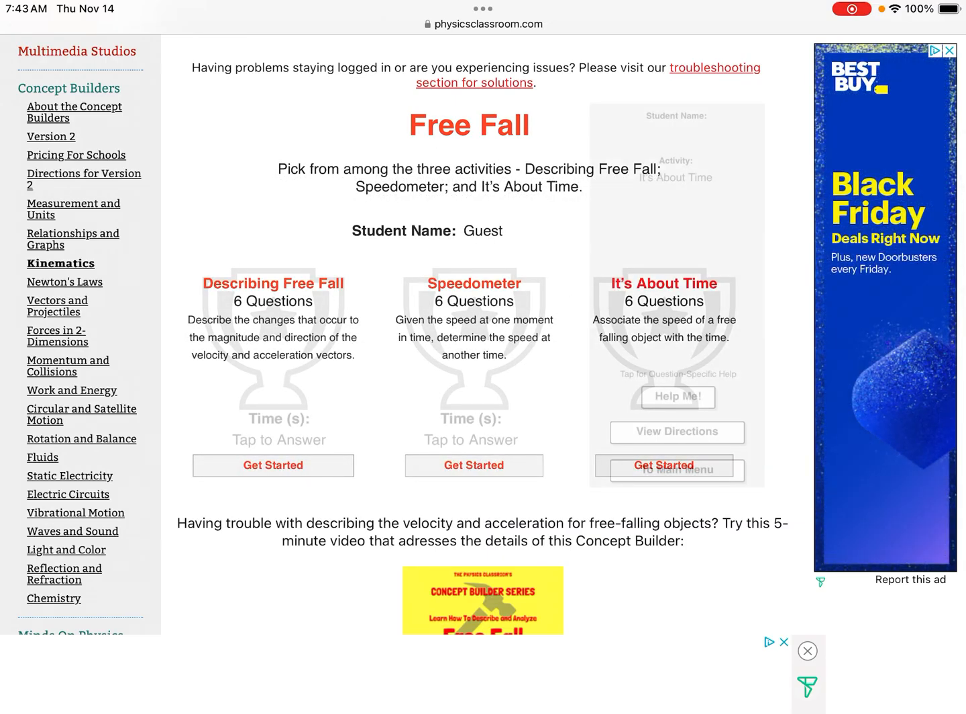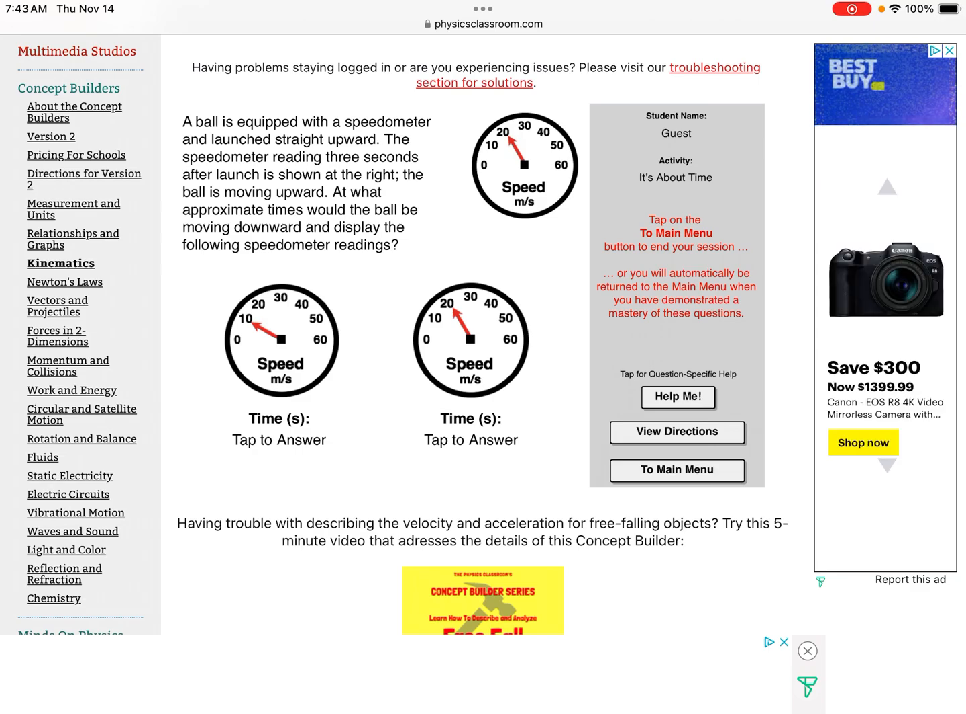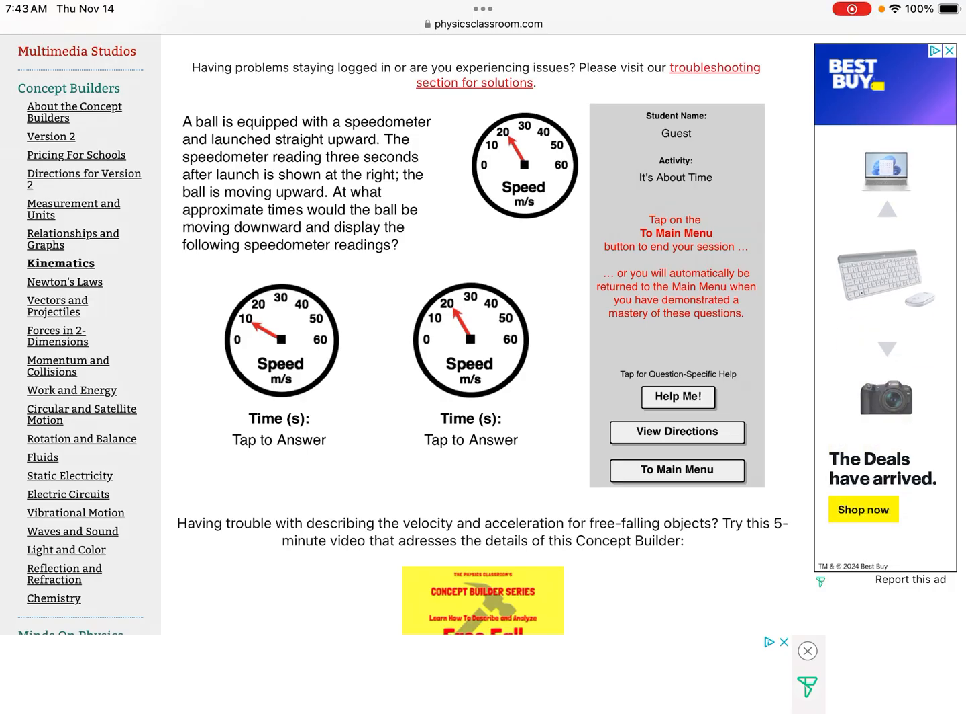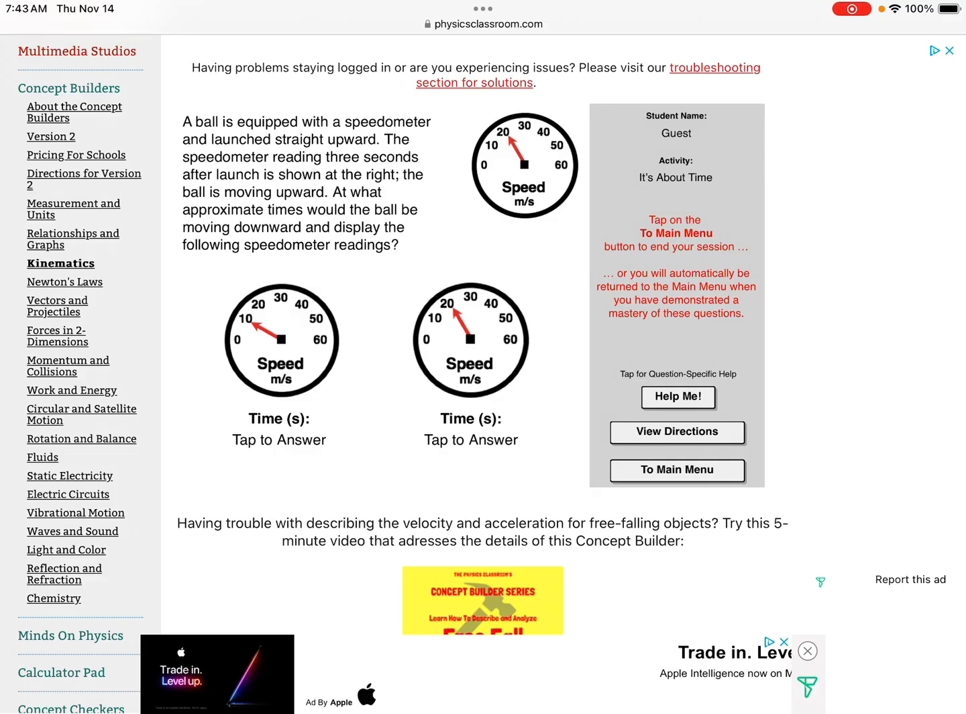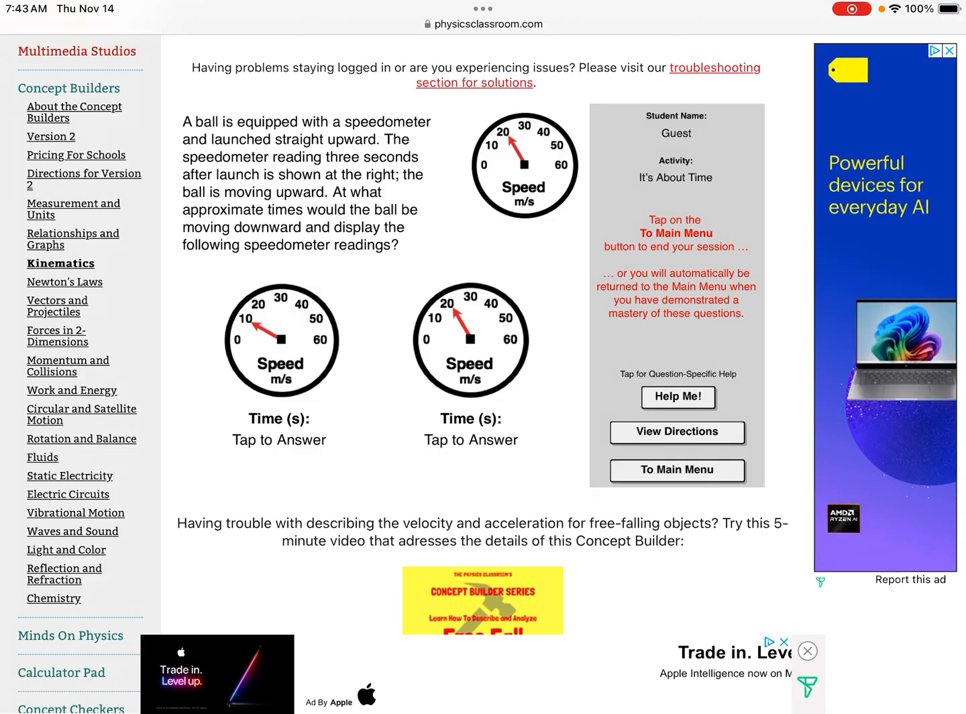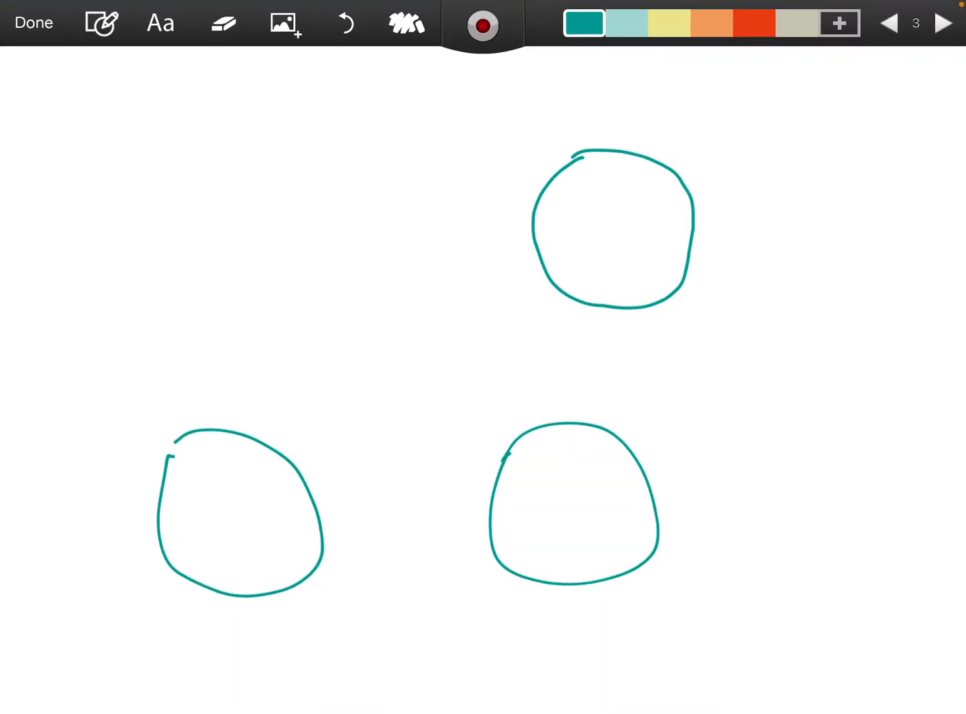All right, so a ball is equipped with a speedometer and launched straight upward. The speedometer reading 3 seconds after launch is shown at the right. So you have to read and know that this is showing you the speed at a particular time, and it's going to tell you whether the ball is moving upward or downward. In this case, the ball is moving upward at 20, and it is 3 seconds after launch.